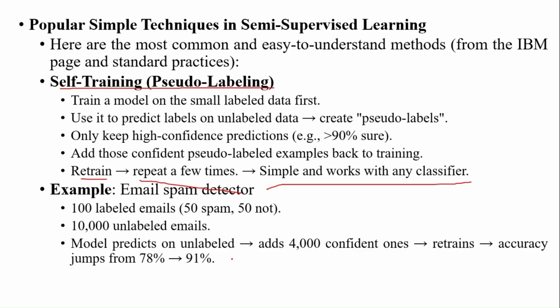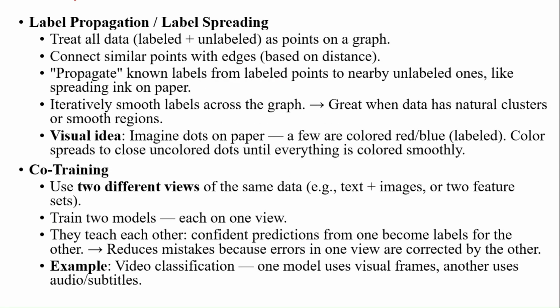Example: we have seen this, right? We have 100 labeled emails, but 10,000 unlabeled emails. The model predicts on the unlabeled emails, adds the 4,000 confident ones, and retrains. Accuracy jumps from 78 to 91 percent.